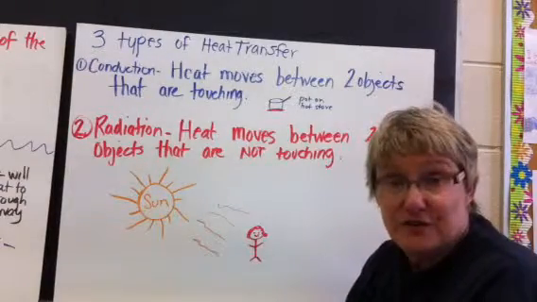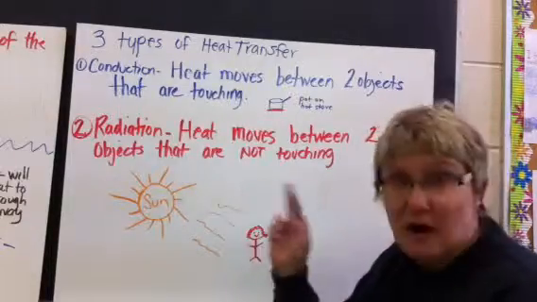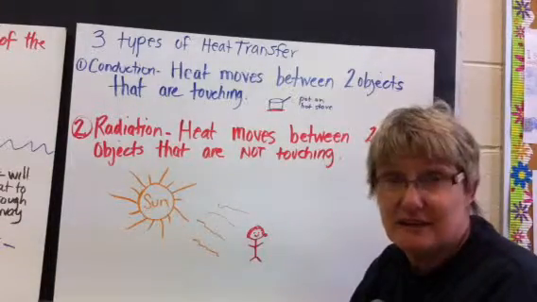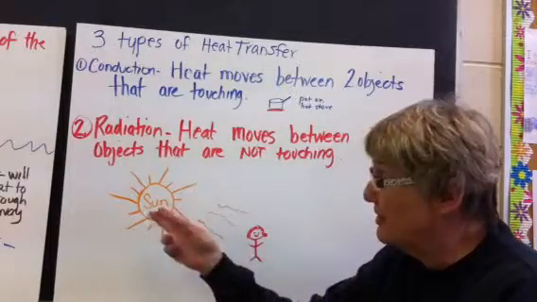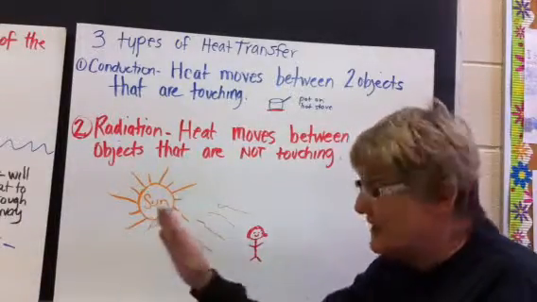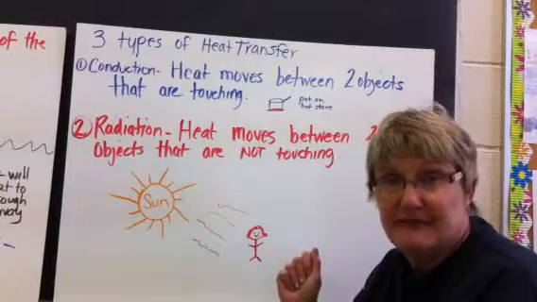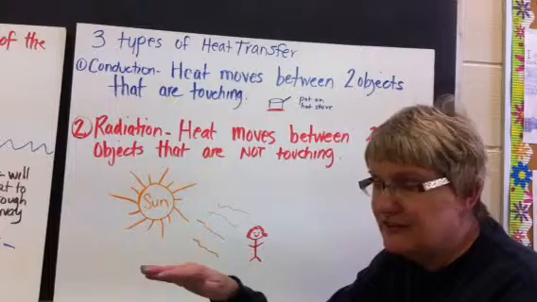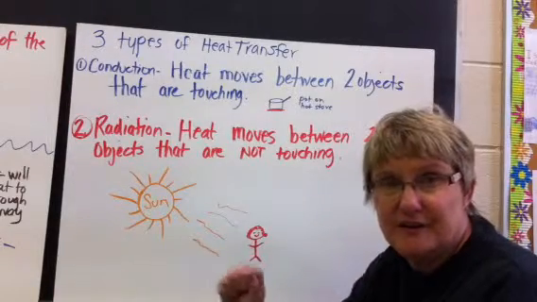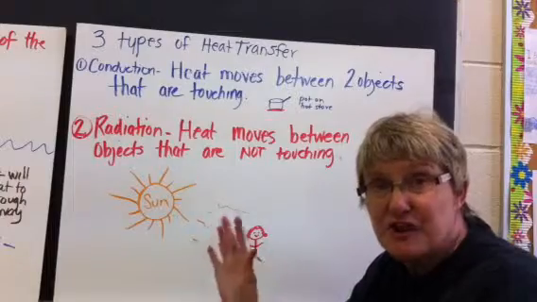Second type of heat transfer is radiation. That's when heat is moving between two objects that are not touching. For example, the sun radiates heat to the person. So there's a heat transfer, but these things are not touching. It's the same as if you hold your hands over a campfire or near a campfire. You're getting the heat, but you're not touching.